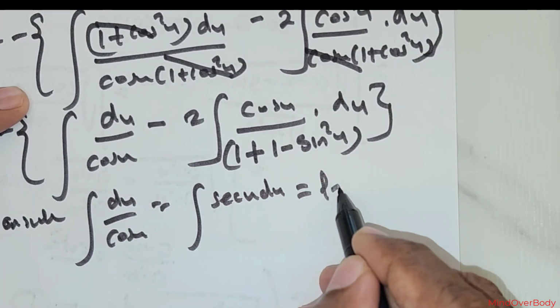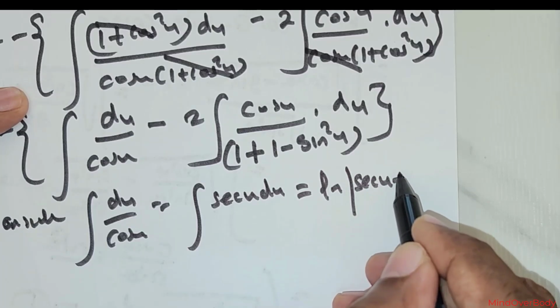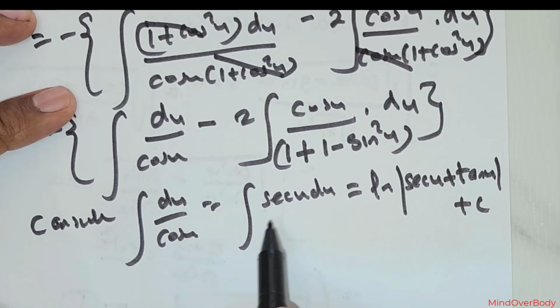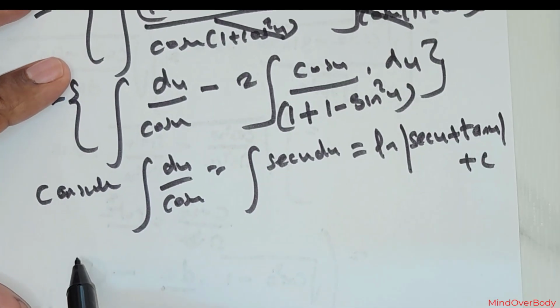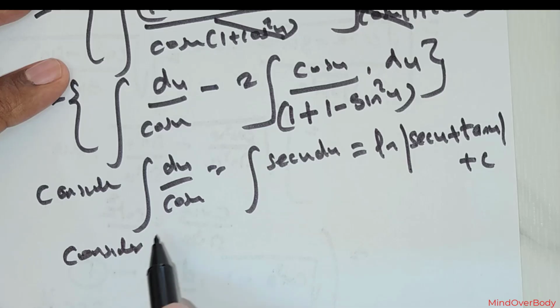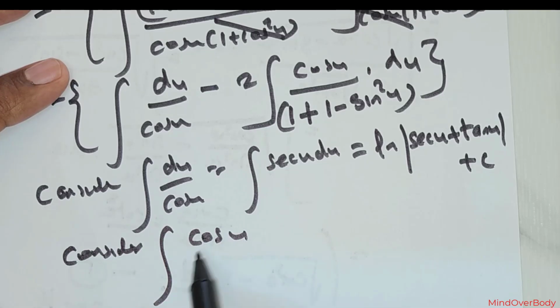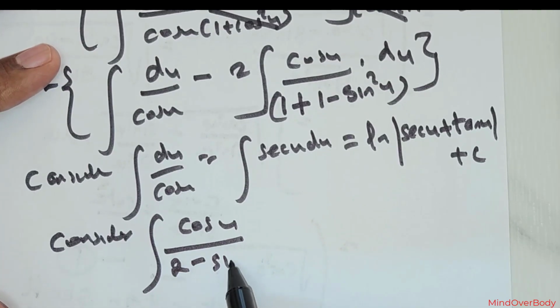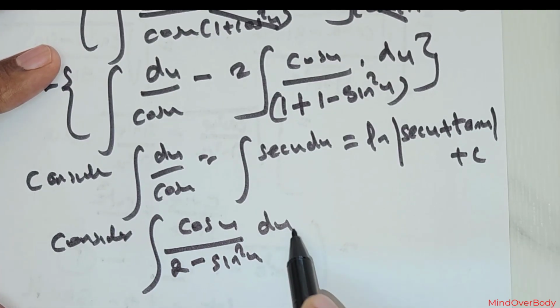But what is the integral of secant u? This is a standard formula: ln|sec u + tan u| + c. This is a standard formula, so we can utilize this. Now you consider the integral of cos u over (1 added with 1 will give you 2) minus sin² u times du.